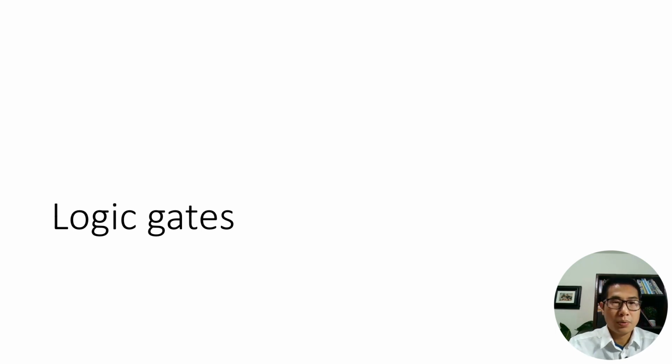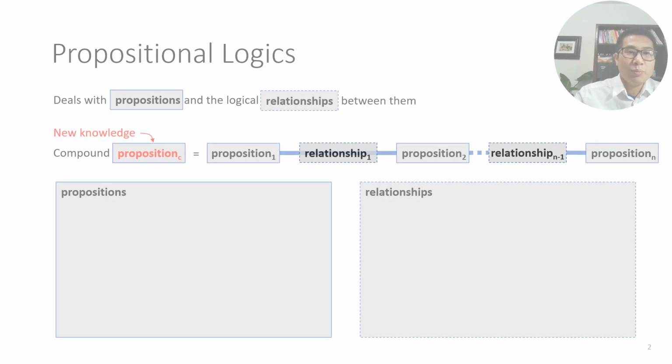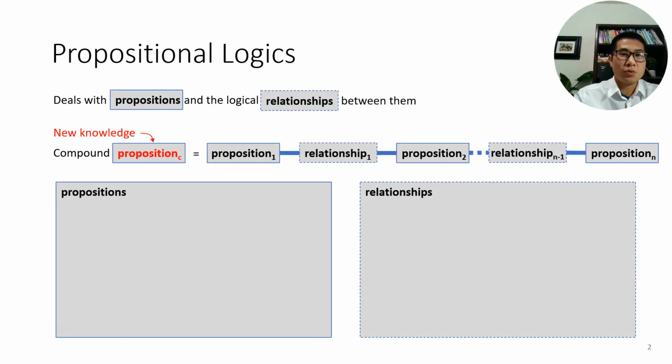Okay, let's just get started with logic gates. Last time we have learned propositional logic, which deals with propositions and the logical relationships between them. And this one is a form of propositional logic that creates a new proposition from existing propositions.